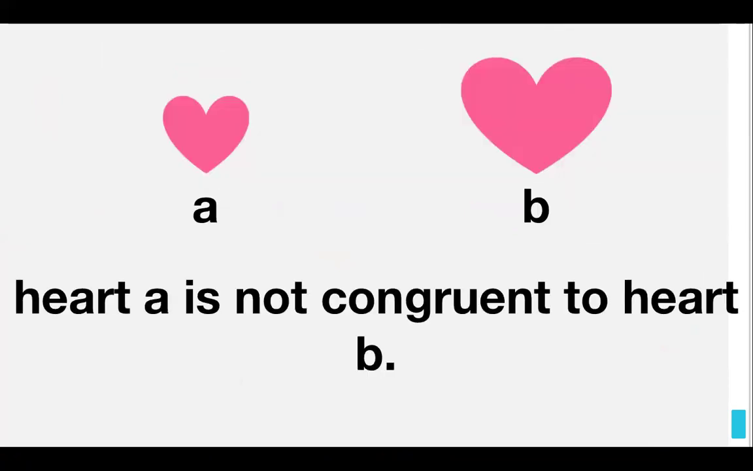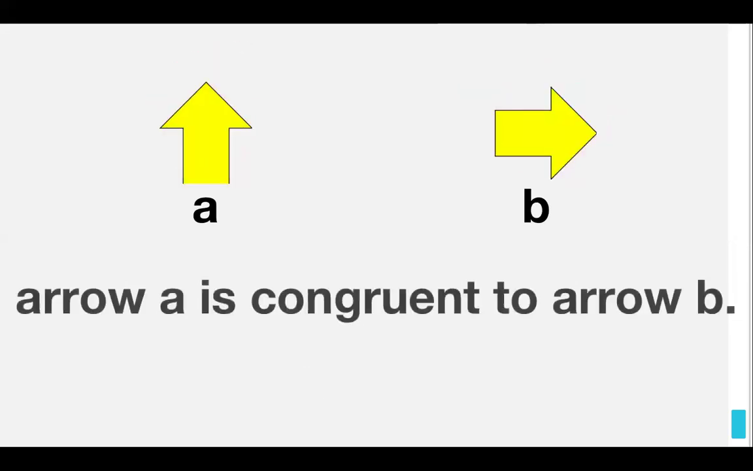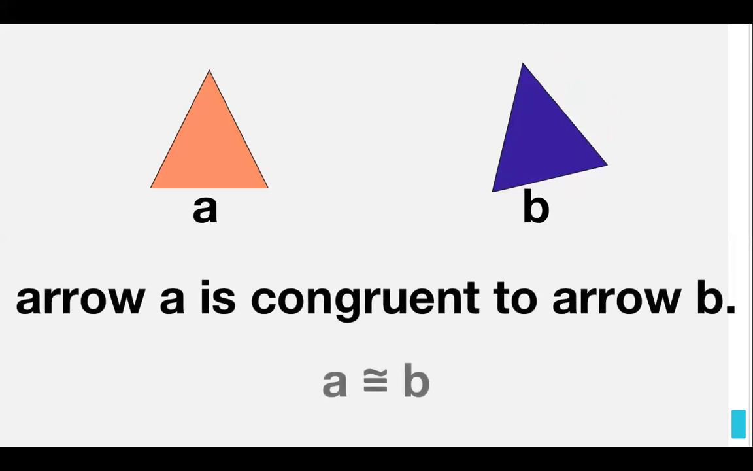Okay, this is not congruent. So, we write it as not congruent. We write it as equals tapos curve sa taas as may slash. So, you know about this, the congruent and not congruent.